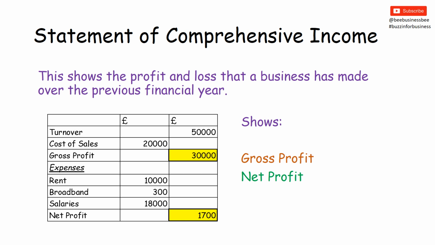However, the first thing to understand here is that a statement of comprehensive income is one of the documents that a business has to produce. This document shows the profit and loss that a business has made over the previous financial year. So it is typically conducted annually or once a year. And this document shows gross profit and net profit. You do need to understand how to calculate gross and net profit, but you just need to remember at this point so far that the statement of comprehensive income shows gross and net profit.